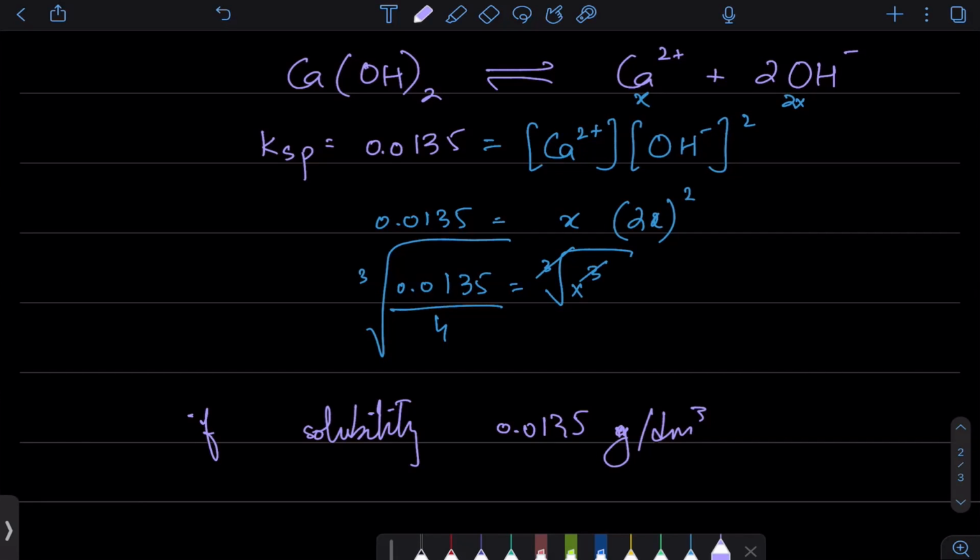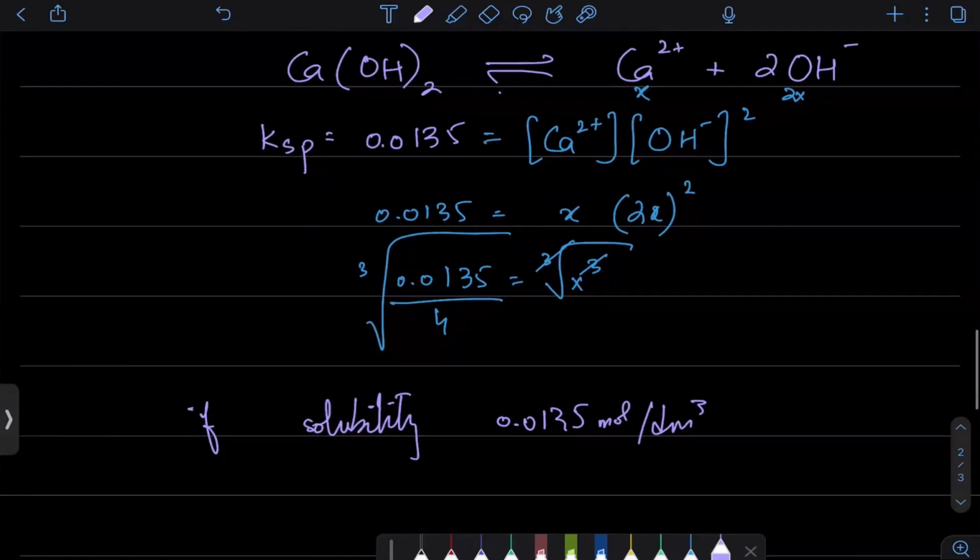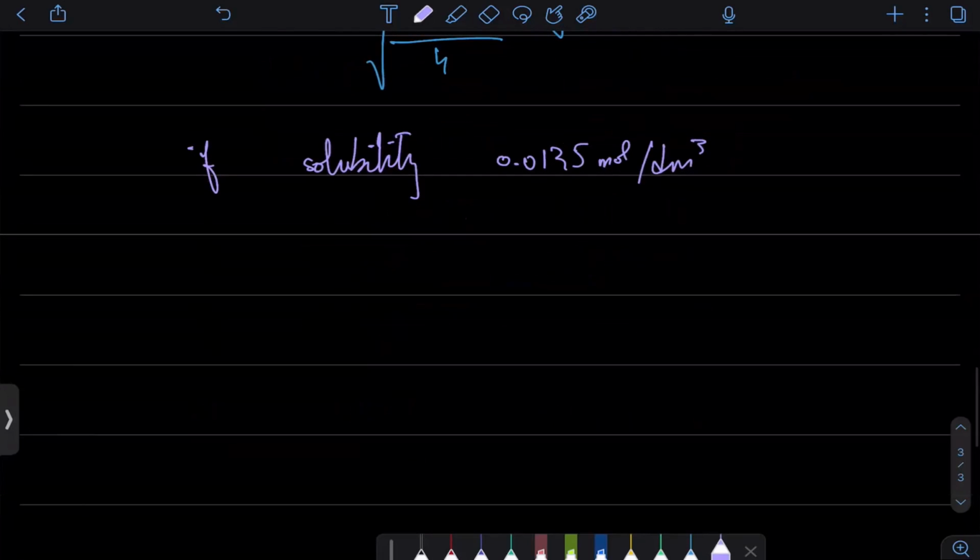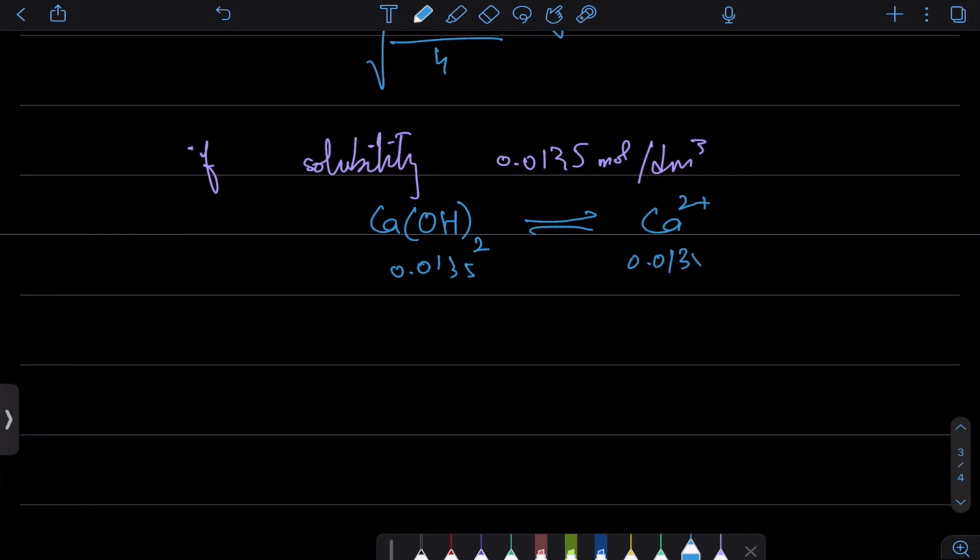अच्छा, let's say हमें इससे भी आगे एक स्टेप चले जाते हैं. What if हमें वो grams की बजाय moles per dm cube में ही दे दे? So that is fine. If this is telling me the solubility is mole per dm cube, that simply tells me what is the concentration of this solid that will dissolve at that temperature. So that is 0.0135. इसका मतलब है कि in this situation and in this solution, the concentration of this is 0.0135, which means the concentration of this is 0.0135.